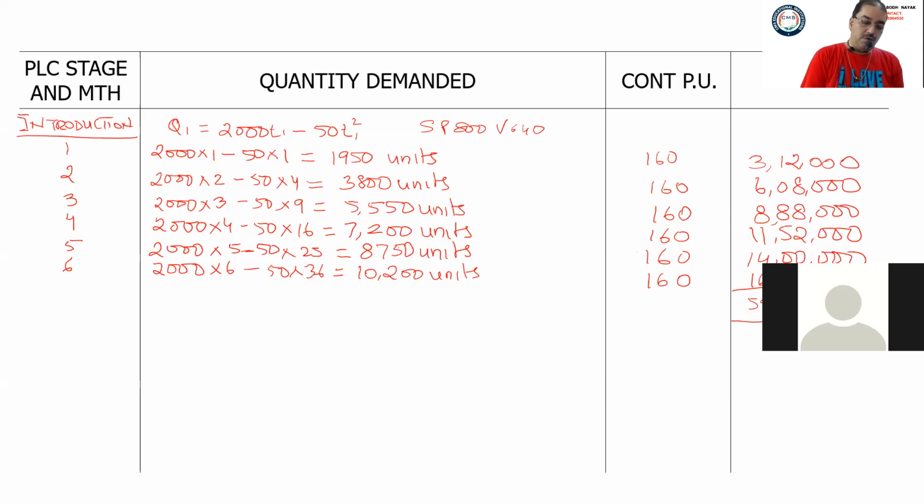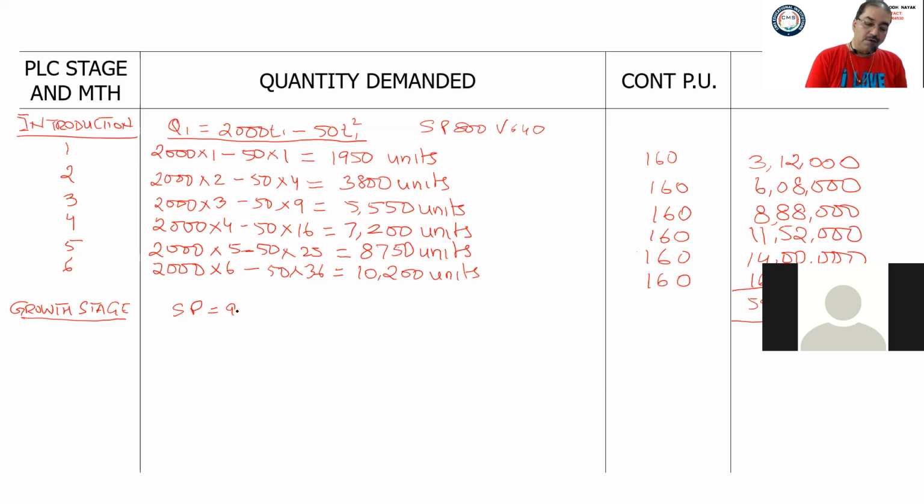Now what is the next stage? Growth stage. So here I write growth stage. The equation remains the same. This is my equation. But now the selling price is going to change. The contribution will change. What is the new selling price now?